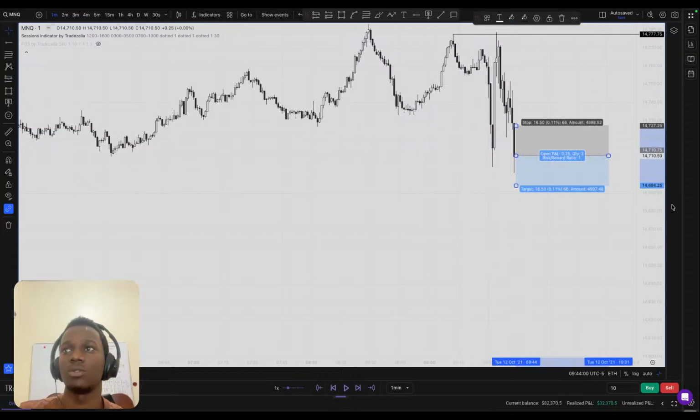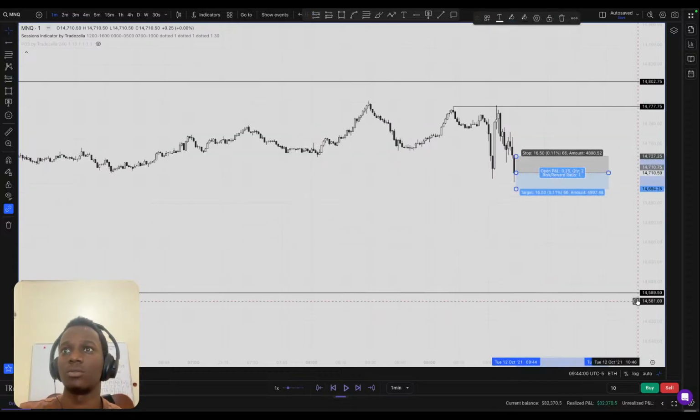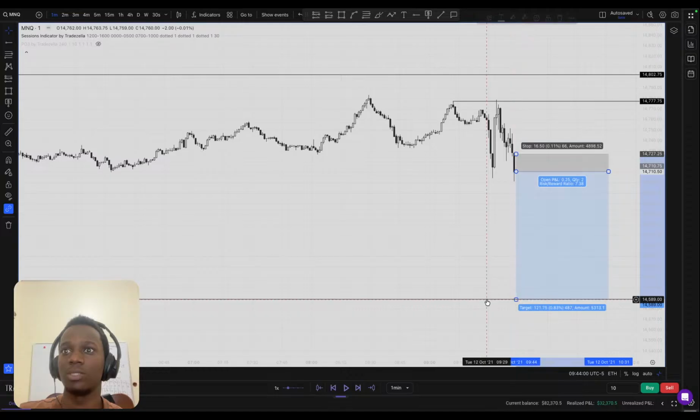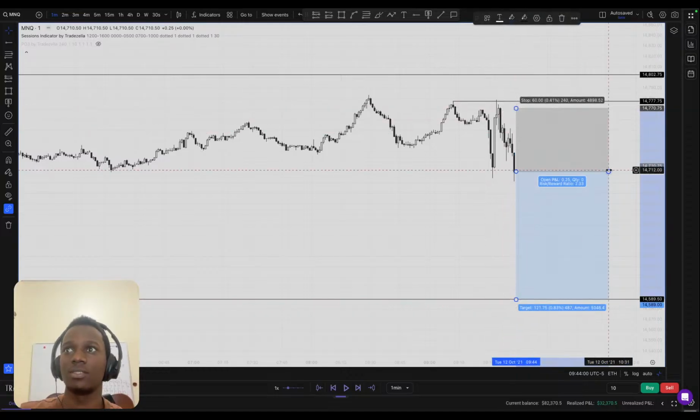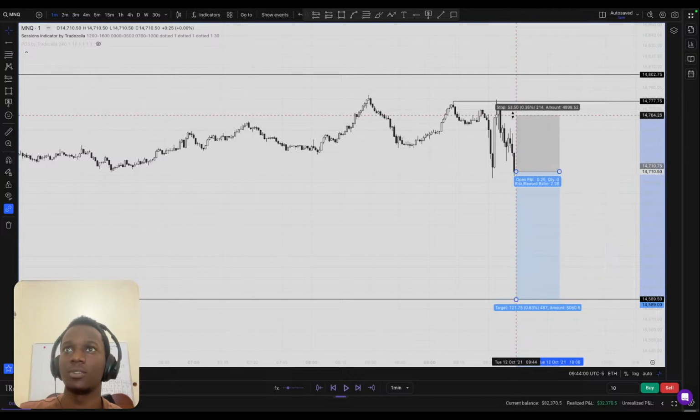Let's take shots to the London low. This will be 120 points, very big target. Let's take 50 point stop so that we can use 5 micros here.